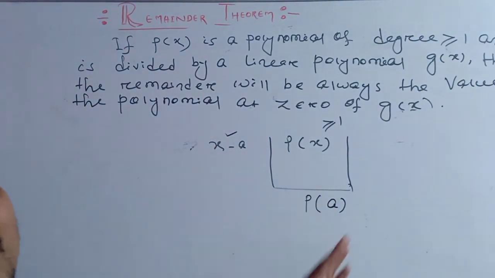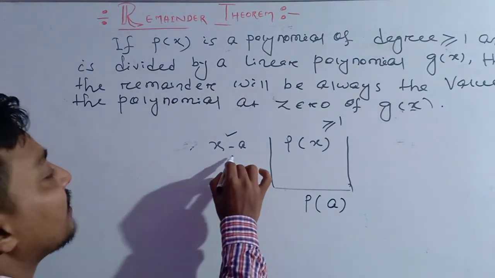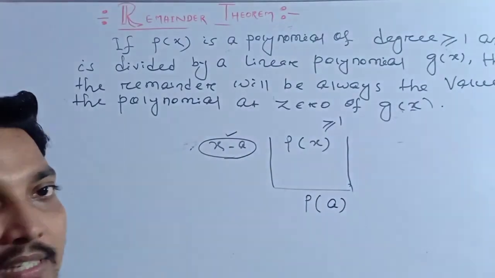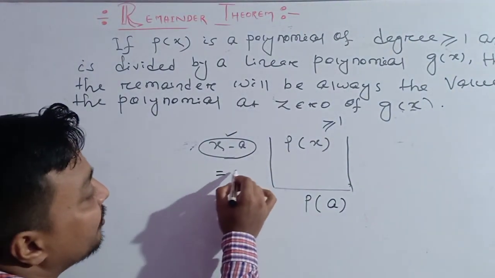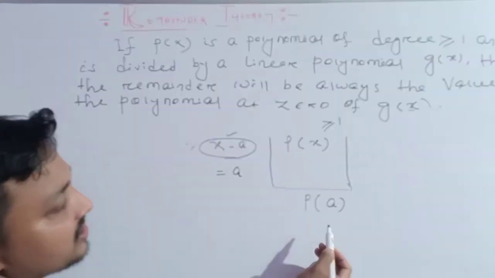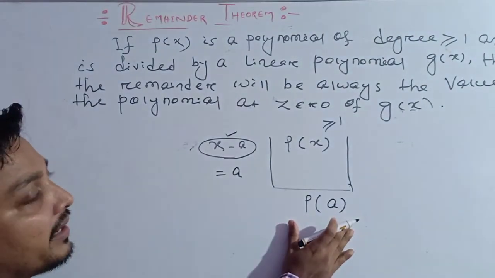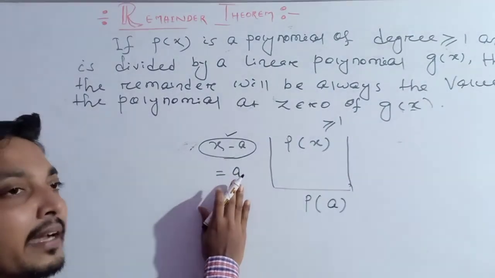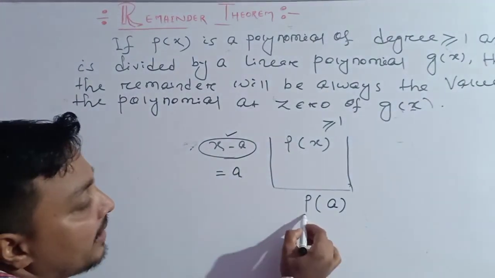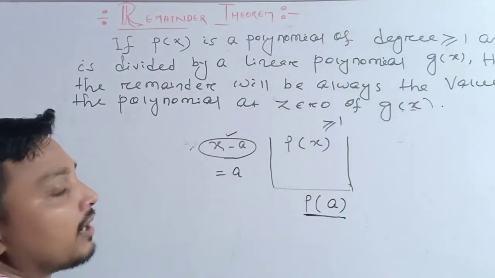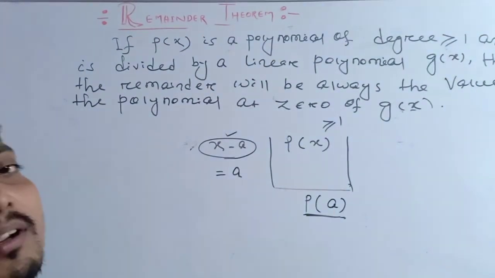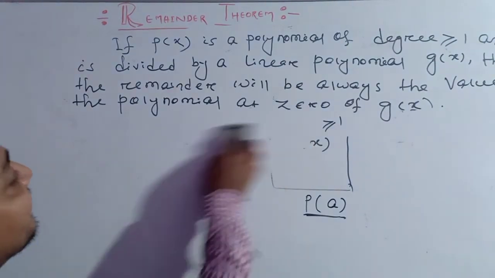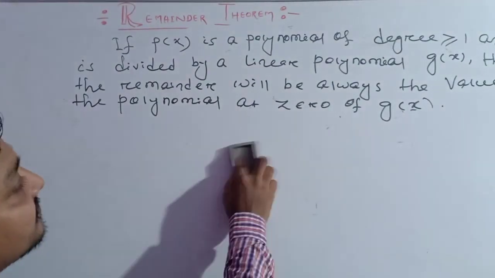The previous one and this one are both the same, but here particularly we are writing the divisor in the form of x minus a. Actually, x minus a means its zero is equal to a. Previously also it was said the remainder will always be the value of the polynomial at the zero of the divisor. Here also the zero of the divisor we are getting as a. So directly one can write the remainder as the value of the polynomial at x equal to a. Understood or not understood?